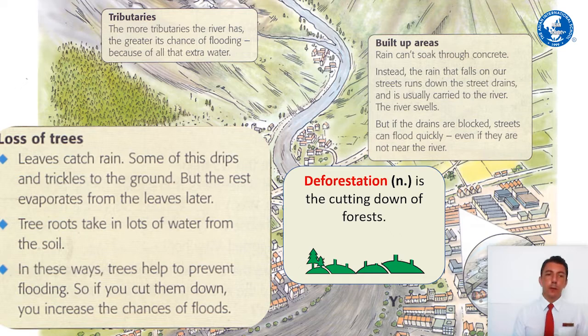Well, trees are very useful in fighting flooding because the leaves catch the rain. Some of the rainwater will drip and trickle slowly to the ground. So this slows down the water reaching the ground and in turn getting to the river. Some of the water that lands on the leaves and the branches will evaporate, so it never reaches the soil. In addition, tree roots take in a lot of water from the soil. So in these ways, trees help to prevent flooding. So if we cut down the trees, we increase the chances of floods.